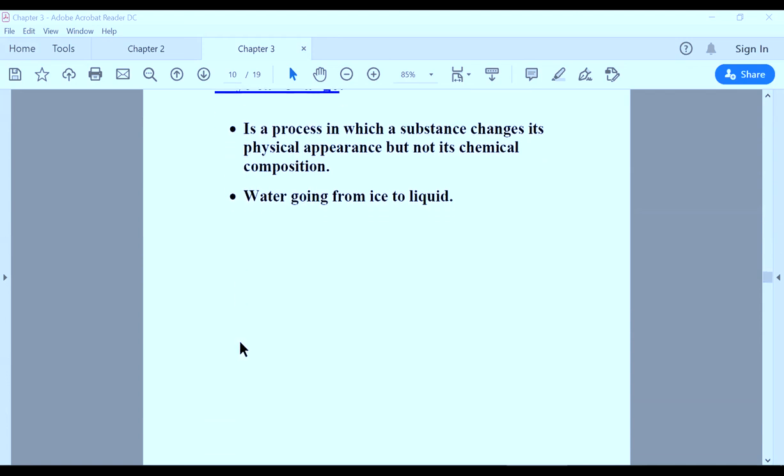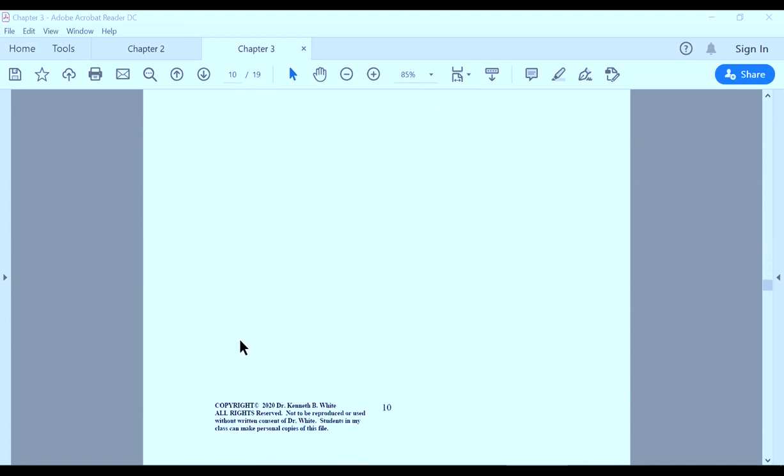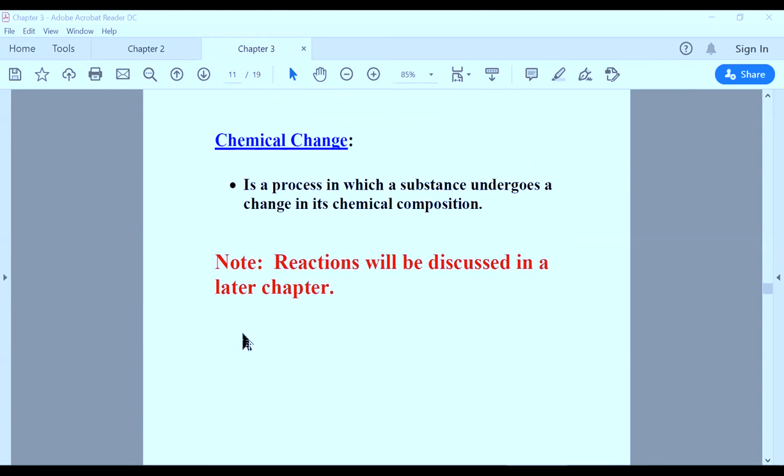Now, another type of change is a chemical change. And this is a process in which a substance undergoes a change in composition. We call that a chemical reaction, and I'll discuss that later. And what would be a chemical change? Well, if I burn a piece of paper, the paper undergoes a chemical change.